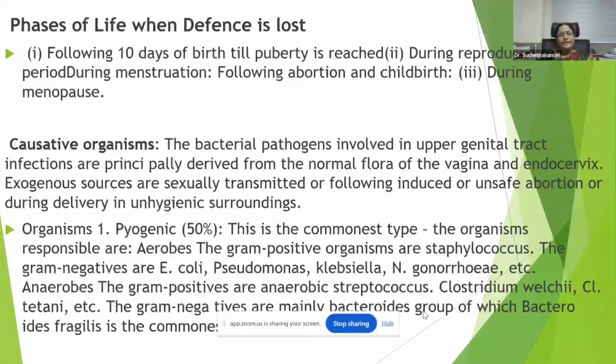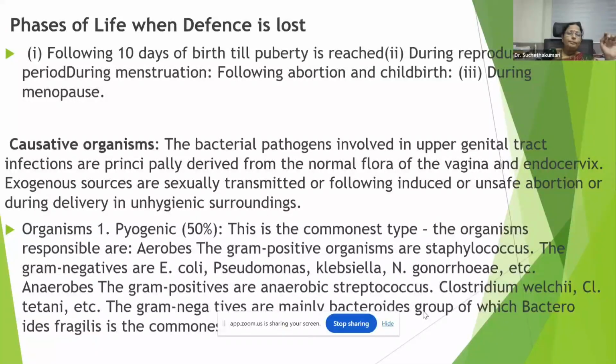Here, till 10 days, there will be the formation of Doderlein's bacilli. That is because of the estrogen present in the mother, which is supplied to the baby. Hence, the pH will be maintained and there will be defense in the genital tract. But after the 10th day of birth, the estrogen level comes down, hence the defense is also lost.